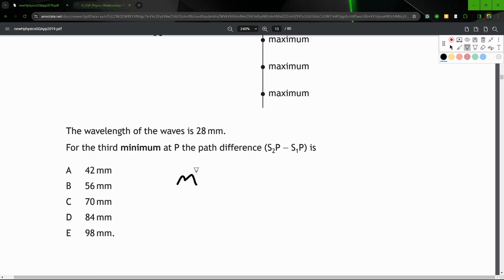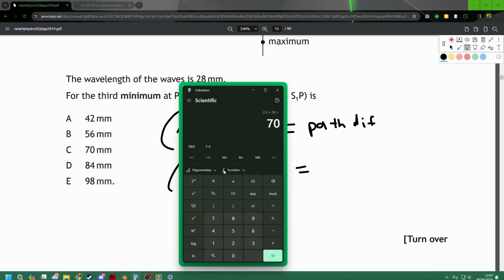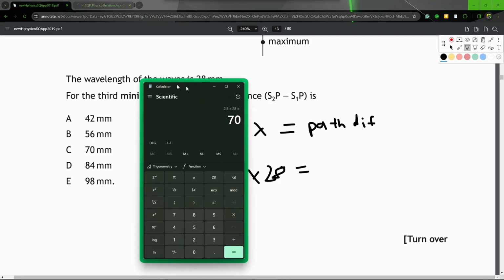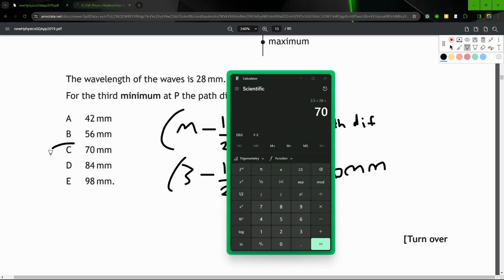So we can actually write down our formula for this. And remember, it's a minimum, so it's actually going to be m take away a half, lambda equals path difference. So that means that's 3 minus 1/2 times 28 equals path difference. And well, what's that? Pull out our calculator. 2.5 times 28 equals 70 millimeters, which is our answer.